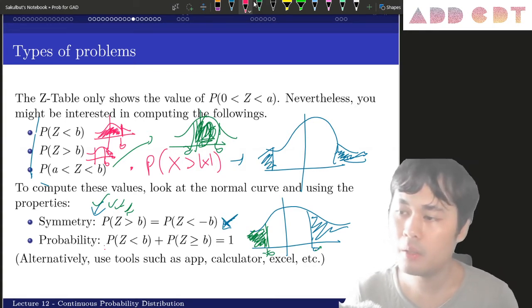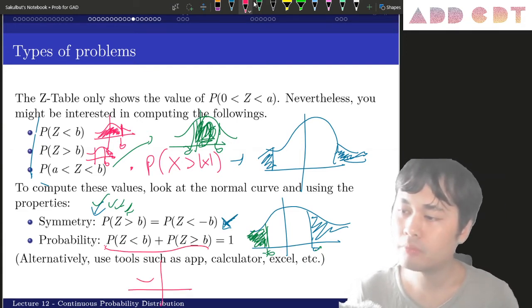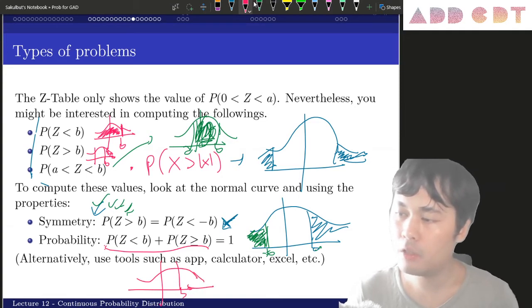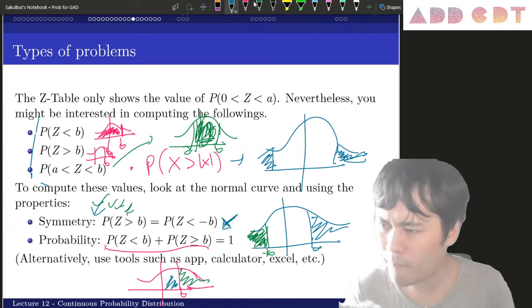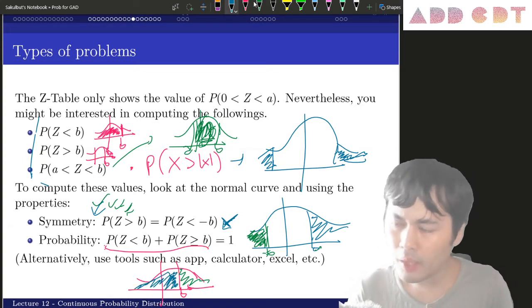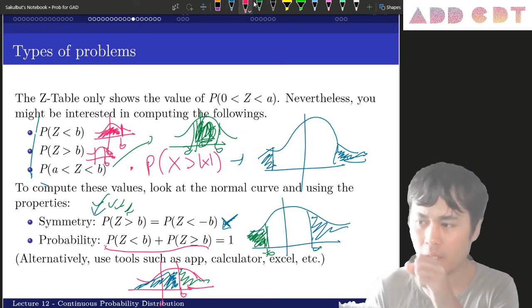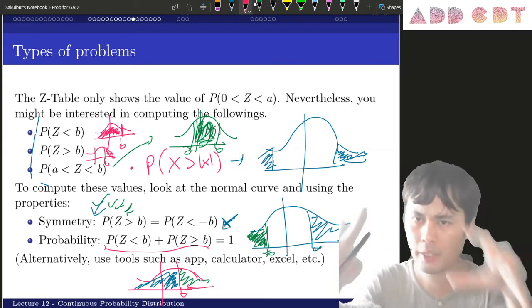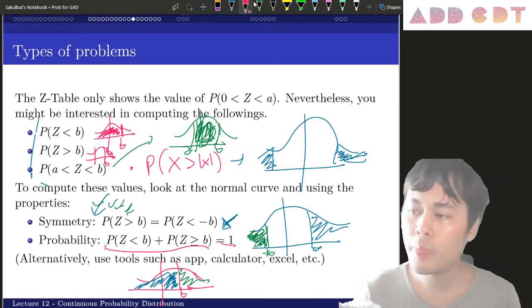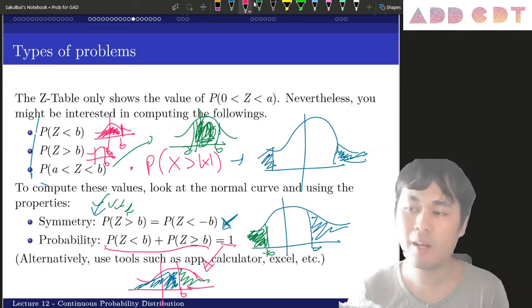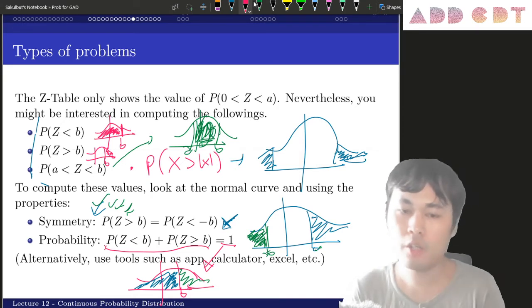The second one is the rule of the probability function: you fix a point B, and the area to the left plus the area to the right has to sum up to 1. The reason is that these two areas cover the entire region, and we know that the area of the entire region is 1. So just use these two properties and flip the curves around to get the value you want.